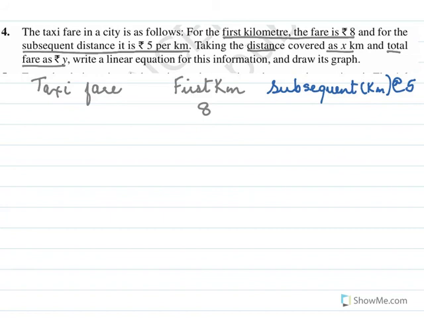So if you come to the city and now you are going to travel, say, 5 kilometers, for the first kilometer you are going to pay 8 rupees. Now, how many kilometers are left? Out of the 5, 1 kilometer you have paid, so you're left with 4 kilometers. The 4 kilometers you are going to pay at 5 rupees each, so that will be 20. So the total fare you're going to pay is 8 plus 20, which is 28.